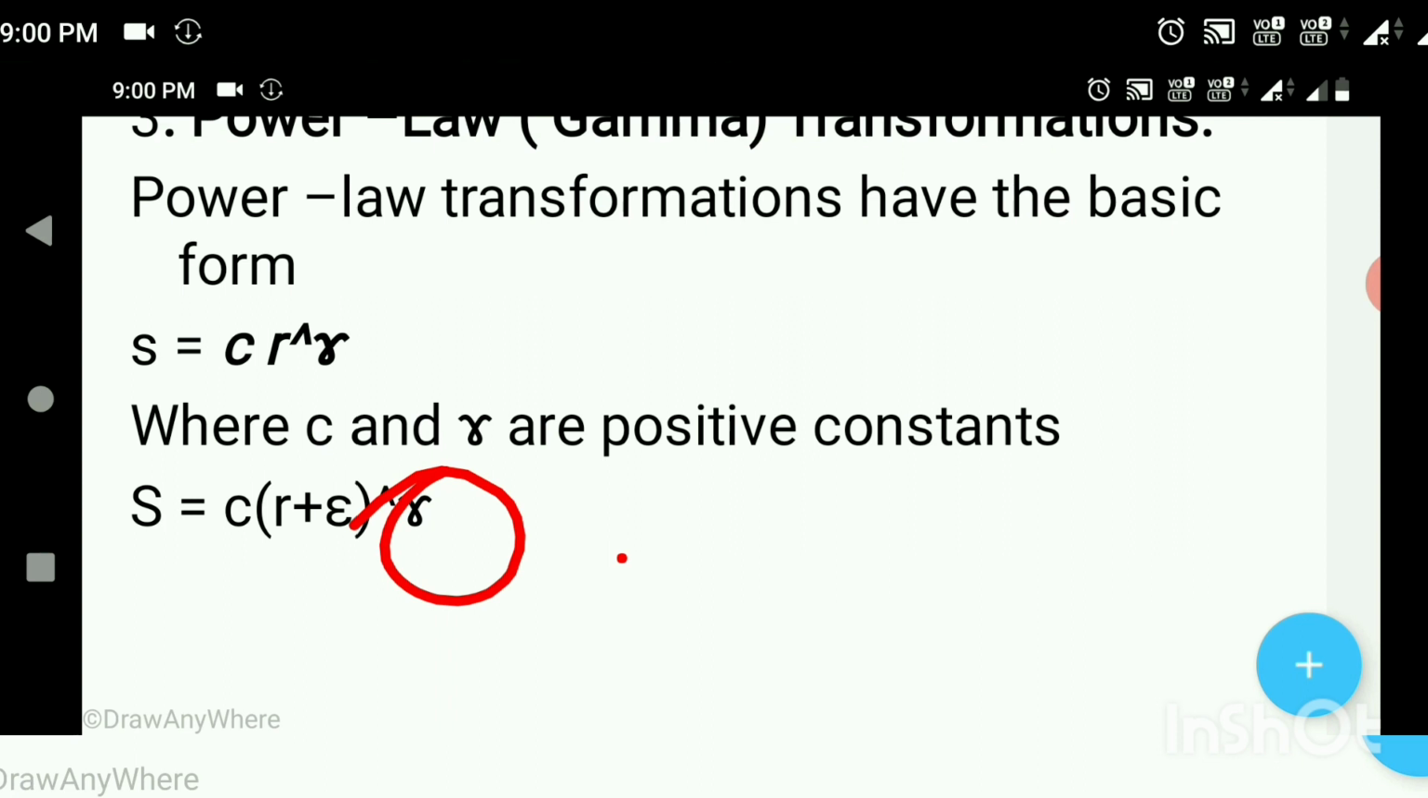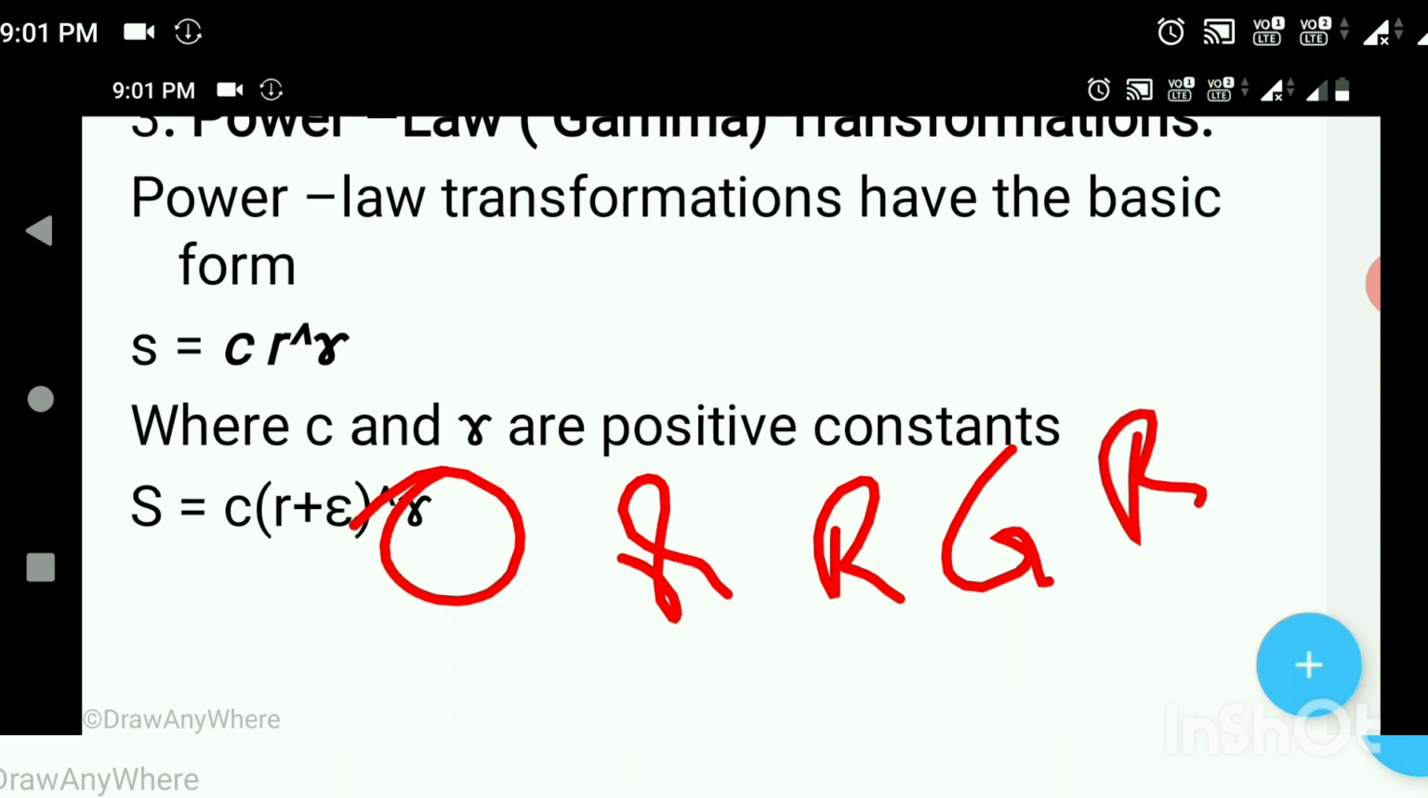Gamma correction applies not only to intensity, but also to the RGB values, the red, green and blue values of a color image.